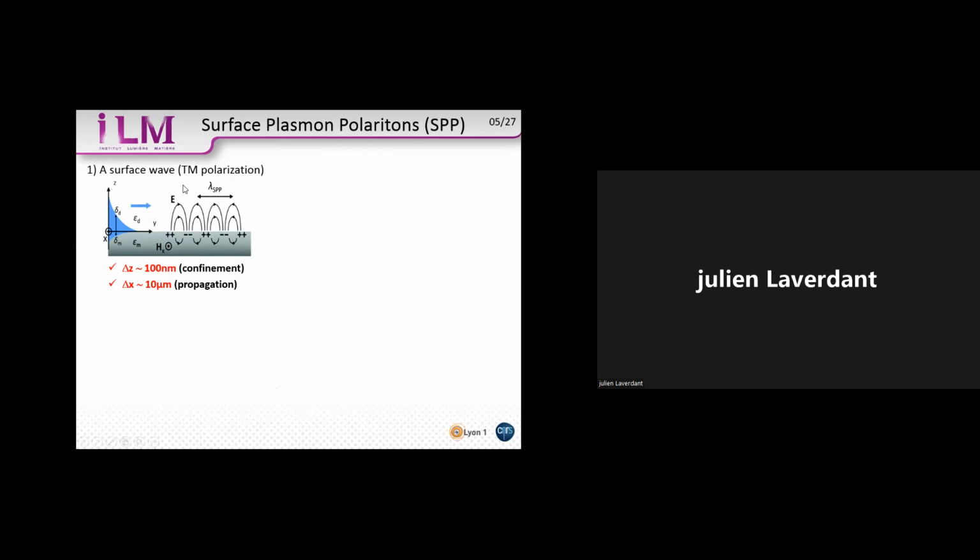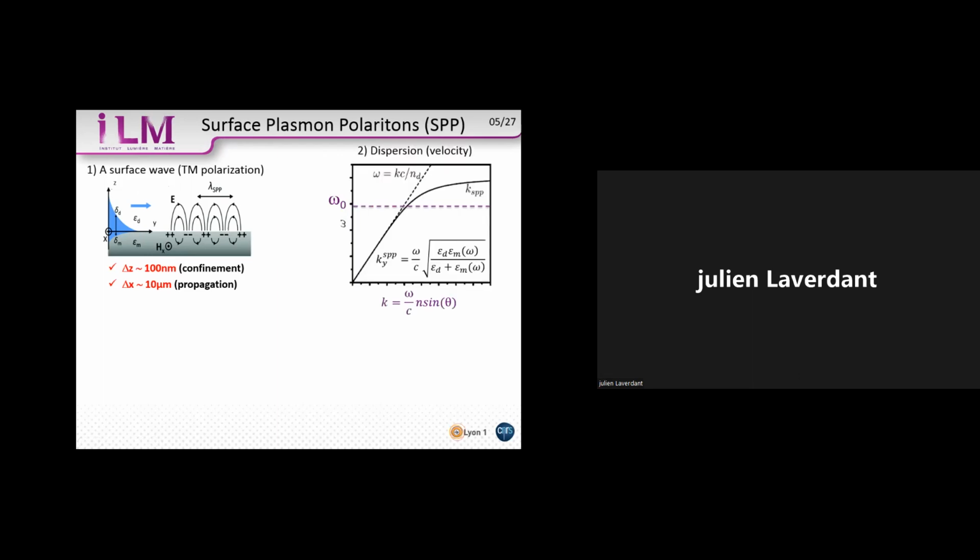And this surface wave, what are its properties? It can propagate along the surface for distances up to a few tens of microns. So this is quite interesting because it's quite far from optics. You can really achieve quite some propagation. In the vertical, Z direction, the field is strongly reduced, on the order of 100 nanometers. So you have in fact a confinement of the light in the vertical direction, and the light propagates along the surface. One way to probe this mode is to measure what we call the dispersion.